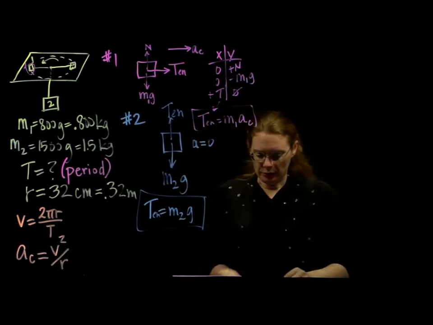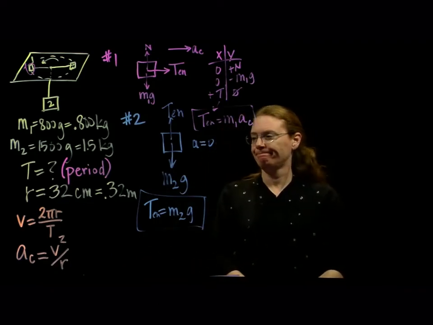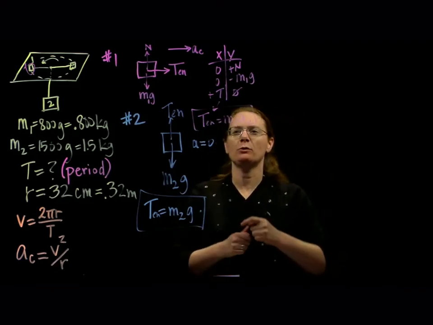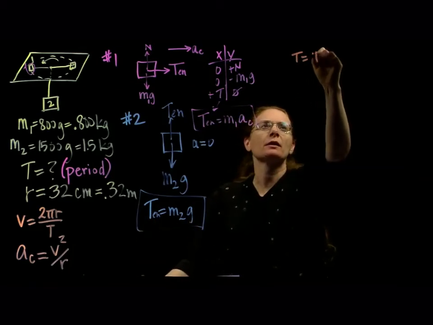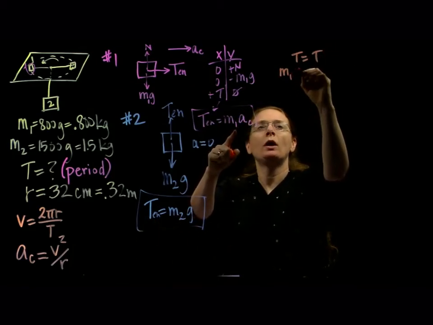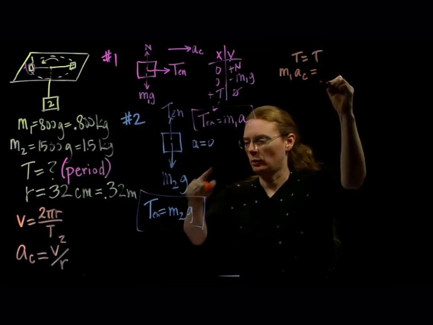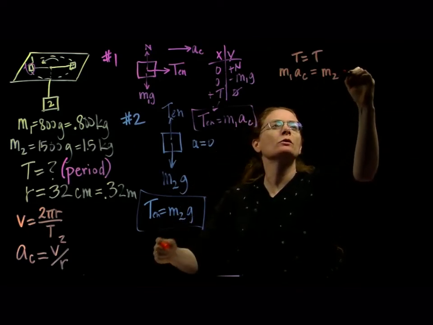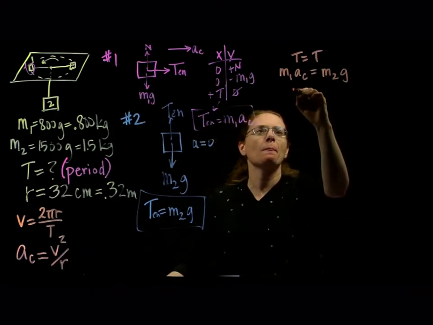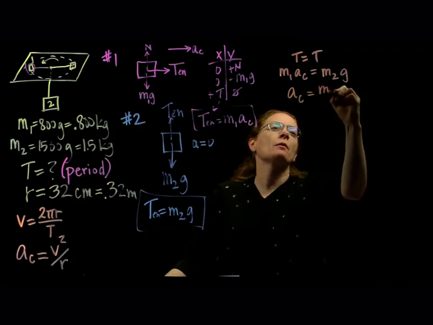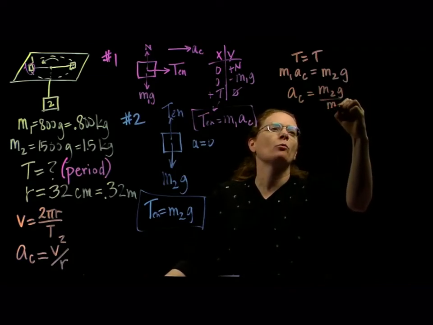Okay, how should we do this? Let us set the 2 tensions equal. I have an equation for tension and an equation for tension. We know tension equals tension. So m1 times AC equals m2 times acceleration due to gravity. And again, I want to solve for AC. AC equals m2 times acceleration due to gravity over m1.